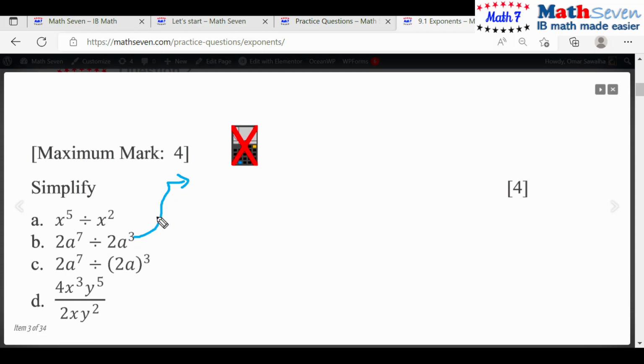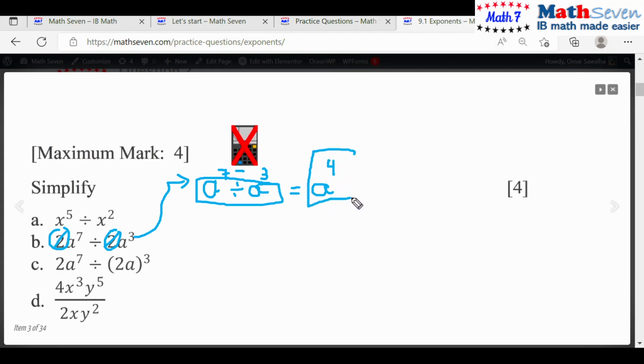First we do the numbers. 2 divided by 2 is cancelled. So you are left with a to the power of 7 divided by a to the power of 3. We have the same base, a. On a division, so we subtract. So this will become a to the power of 7 minus 3, which is 4. So the answer is a to the power of 4.